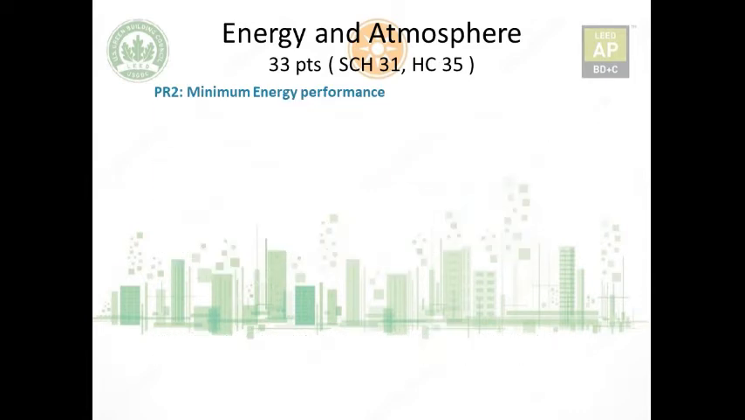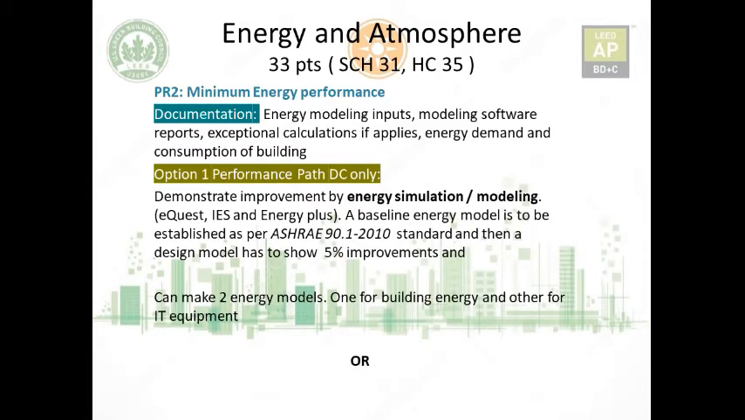So for prerequisite number 2, option number 1, except data center, the documentation would be energy modeling inputs, which we have just seen: lighting loads, HVAC loads, ECM, etc. Modeling software reports: which modeling software you used and what reports are generated. Exceptional calculation method, if it applies. If you have put it in order to balance, then you have to show it here. Energy demand and consumption of the building should be submitted to fulfill the requirement of prerequisite number 2, minimum energy performance, option number 1. We excluded data center.